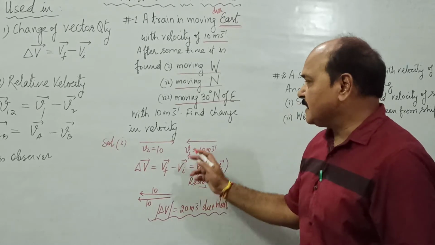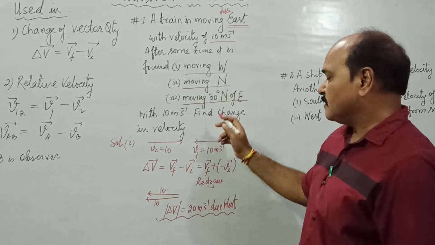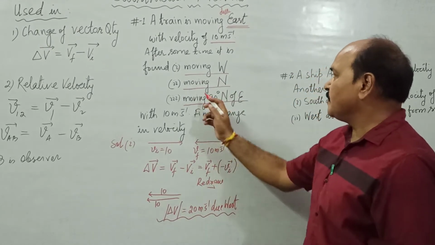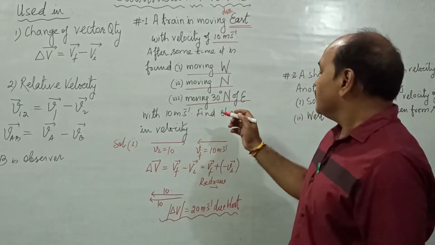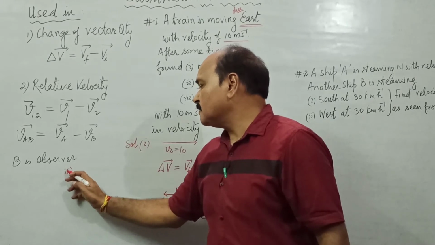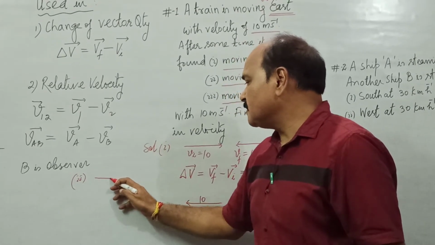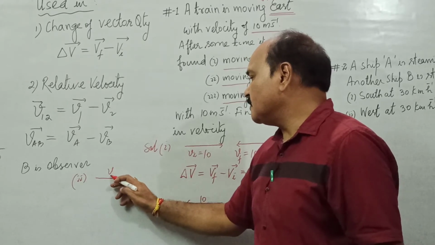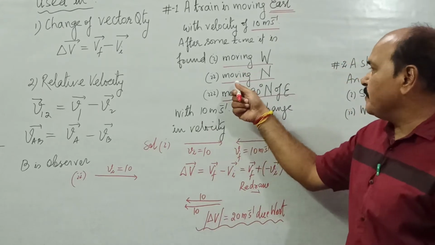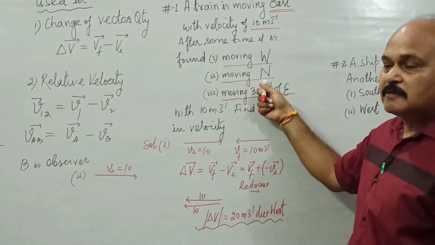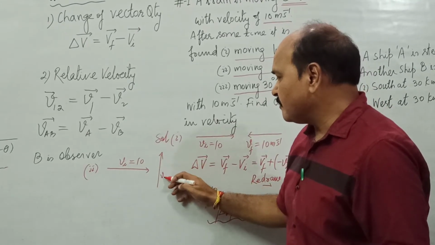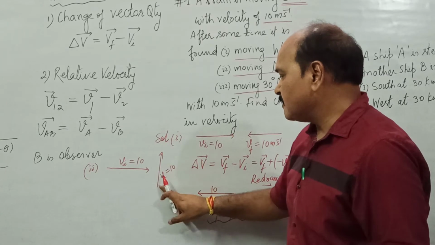Let us look at the second part of the numerical. This is, I suppose, clear to all of you. In second part, again, see, the train is moving due east. This is second part of the solution I am working here. The train is moving due east with the velocity, this is initial velocity, 10 meter per second. And after some time it is found moving due north. That means the final velocity vector is like this. This is VF. The value is again 10, but the direction is what?